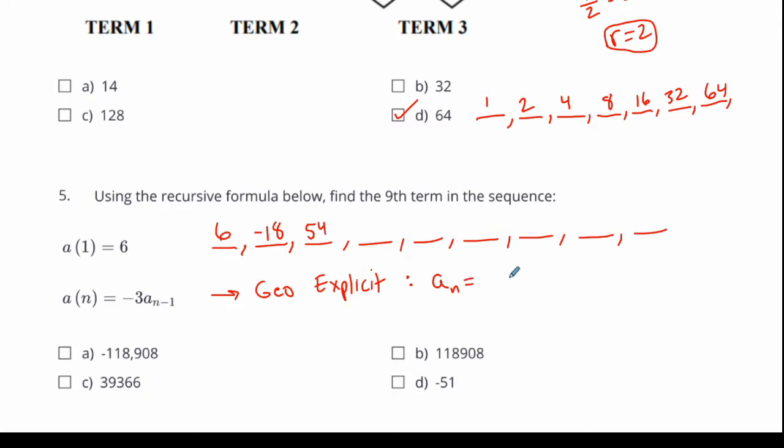So that's a sub n equals first term times r to the n minus 1. So we have first term times -3 to the n minus 1. If I want the ninth term, right? So if n equals 9, 6 times -3, n minus 1 is 8. Okay, we can punch that in our calculator if we need to. Punched it in mine earlier, and this is what I got. 39,366.